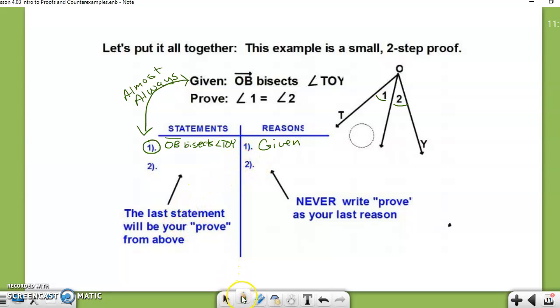Because I know that bisect means it cuts into 2 pieces, so this is my given. And then your last statement is what you're trying to prove. This is always your last statement, always. So I'm going to say angle 1 equals angle 2, and that is by definition of bisects. If they give you something bisects, you're going to have definition of bisects in your proof. If they give you something as a midpoint, you're going to have definition of midpoint in your proof.